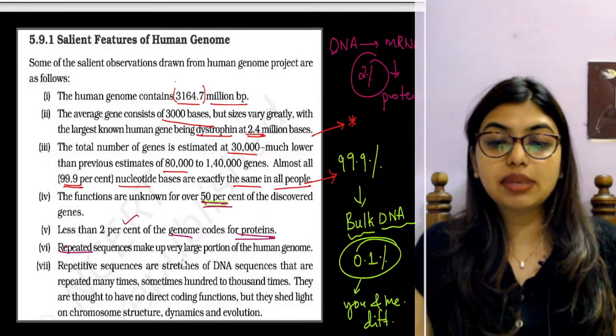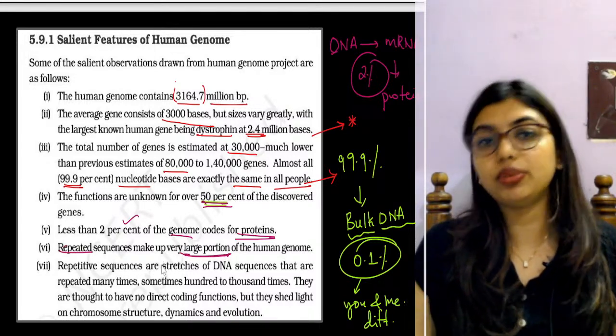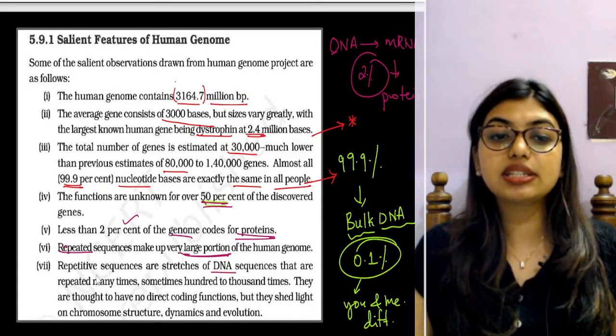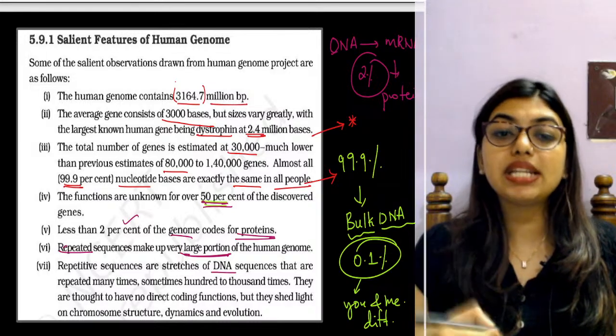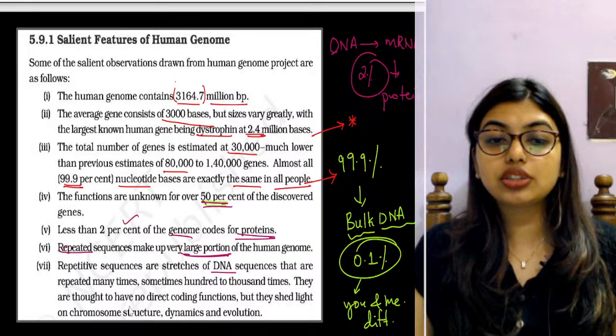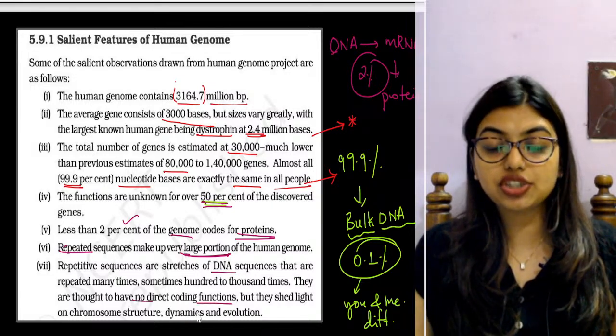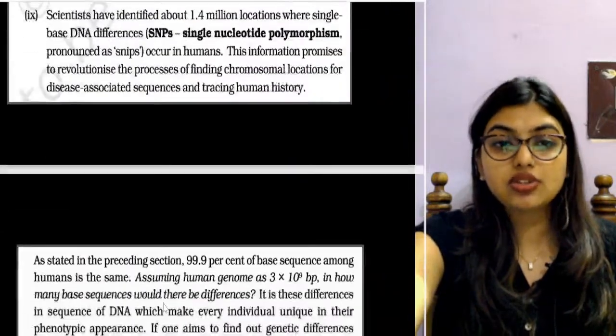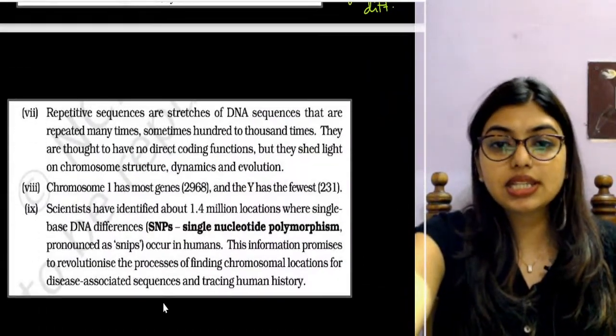Repeated sequences make up a very large portion of the human genome. Repetitive sequences are stretches of DNA sequences that are repeated many times, sometimes 100 to 1000 times. They are thought to have no direct coding functions. They shed light on the chromosome structure and dynamic evolution.